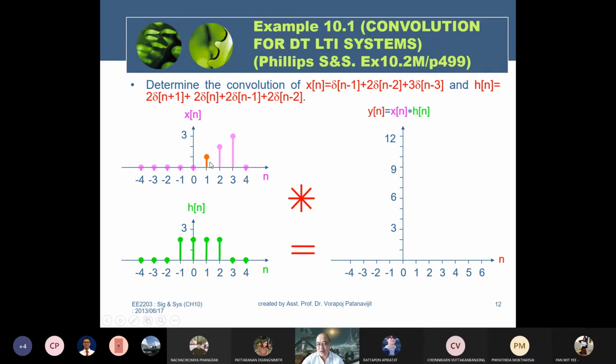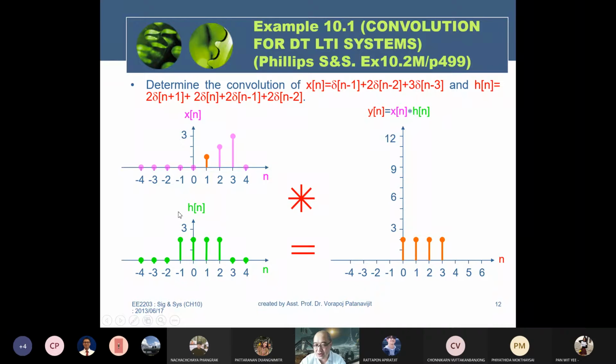You consider only the orange one, and multiply it with 2. 1 multiplied with 2 gives you 2. Therefore, the result from the green will produce 4 impulses, each impulse with magnitude 2. The location is the same as the green, but you shift it to the right by 1 because the orange is shifted from the center by 1. Therefore it's here. You can see where it came from.